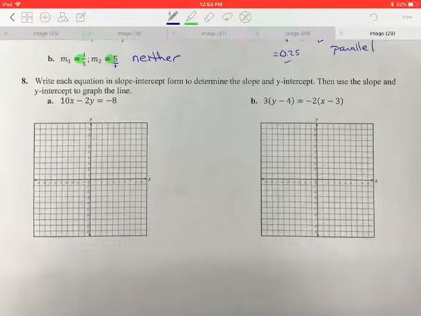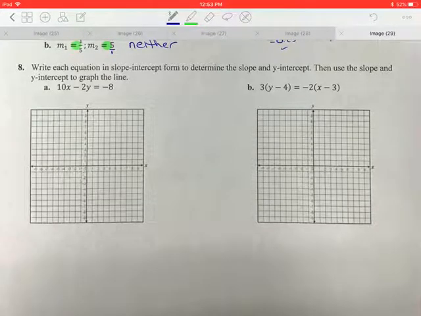All right, now we're back to graphing lines again. We're going to graph a little differently. We're going to put the equation in slope-intercept form. So remember, that's y equals mx plus b. And then we should be able to graph it just from the slope and the y-intercept.